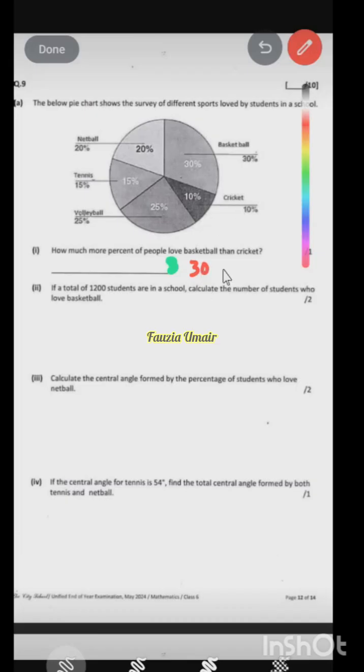How many like cricket? 10%. So how many more percent people like basketball? It's a 1 mark question: 20% more. Okay, so you will answer 20% more. Now the second part.